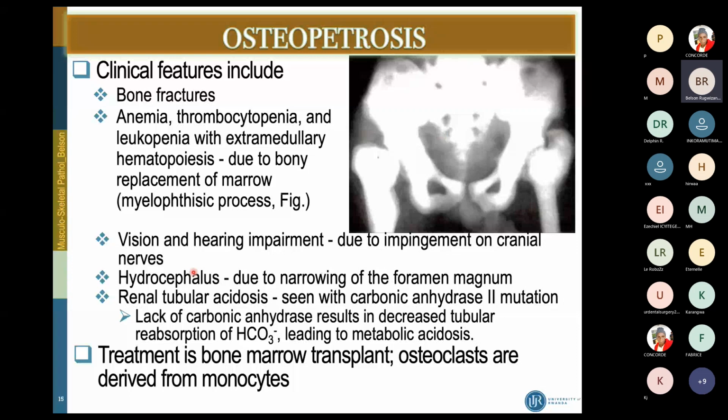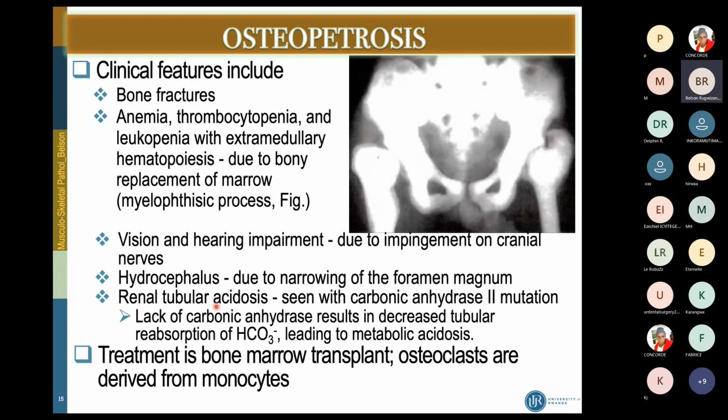So these patients can have vision and hearing impairment due to impingement of the cranial nerves, hydrocephalus due to the narrowing of the foramen magnum, and renal tubular acidosis seen with carbonic anhydrase 2 mutation. The lack of carbonic anhydrase results in a decreased tubular resorption of the bicarbonates, leading to metabolic acidosis.